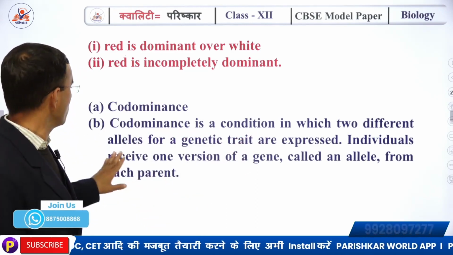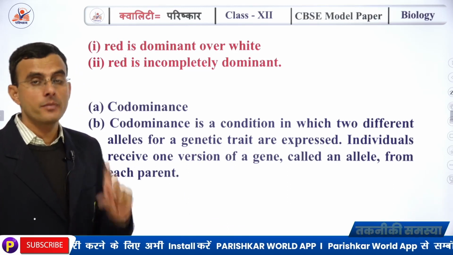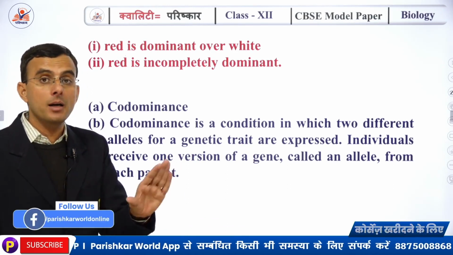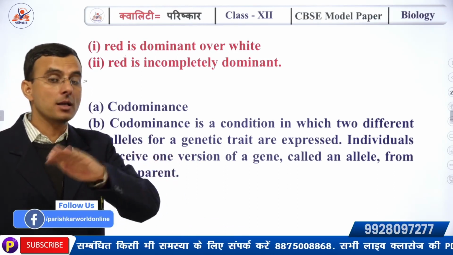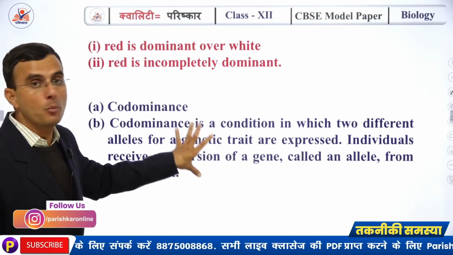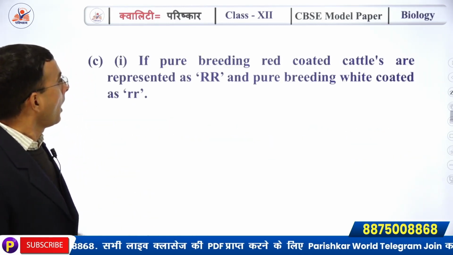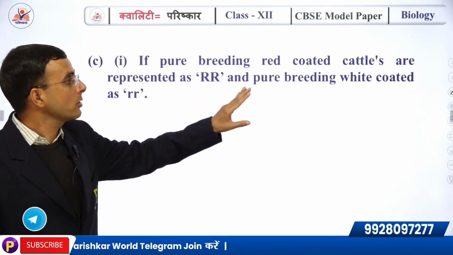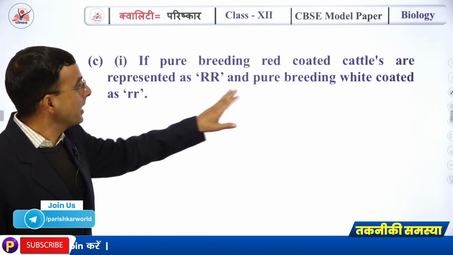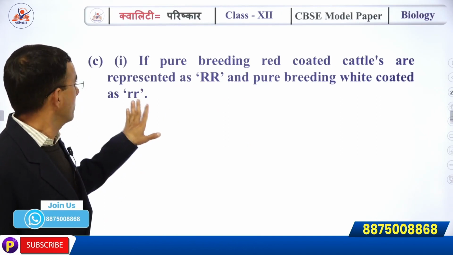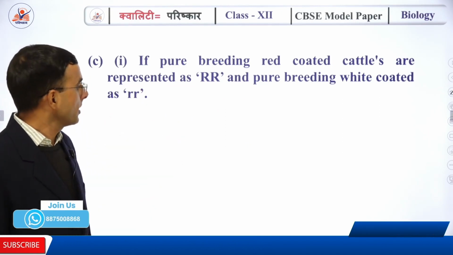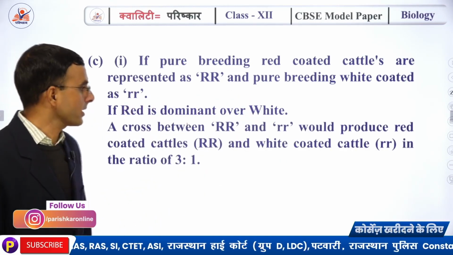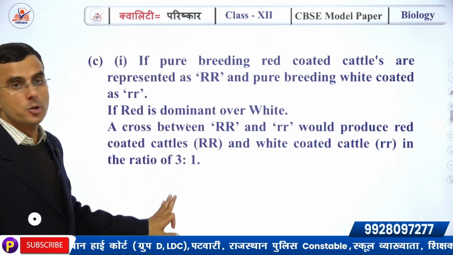Codominance is a condition in which two different alleles for a genetic trait are expressed. That means one is dominant and one is recessive. But in the normal condition, the dominant is expressed and the recessive is not expressed. In this condition, both are expressed. Now, how is the breeding behavior? If pure breeding red coat cattle are represented as R, and pure breeding white coat as small r, then red is dominant over white. What is the effect? The phenotypic ratio is 3:1.